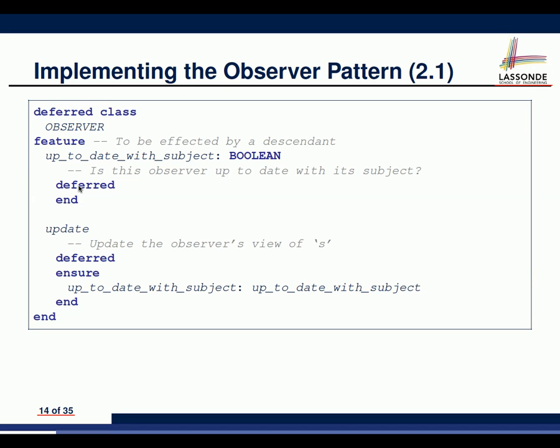The only thing we can do is to say ensure up to date with subjects and up to date with subjects. And remember we talked about subcontracting, right? Now you can see that over here update has a postcondition there. That means it will be inherited to every descendant class of the observer. It will be combined together using conjunction, as we said. Okay?